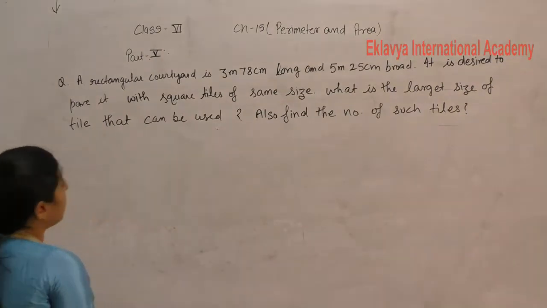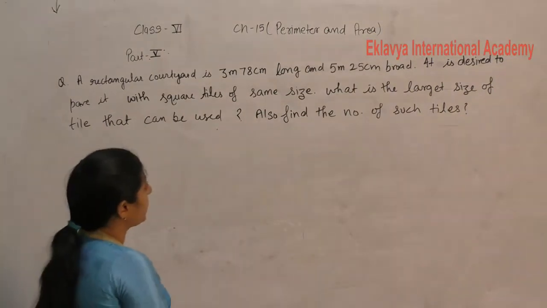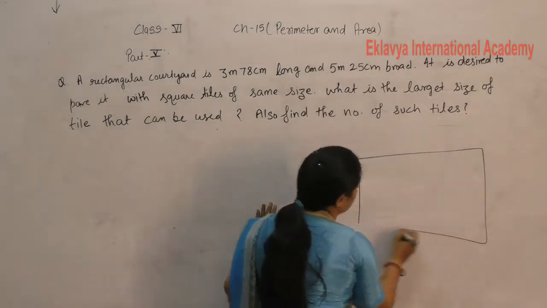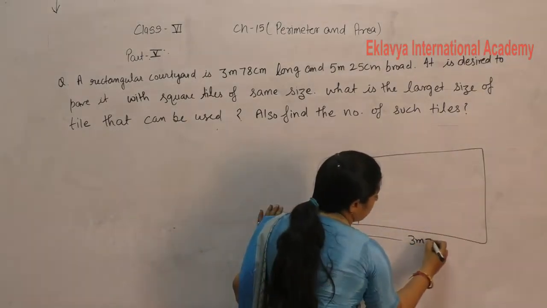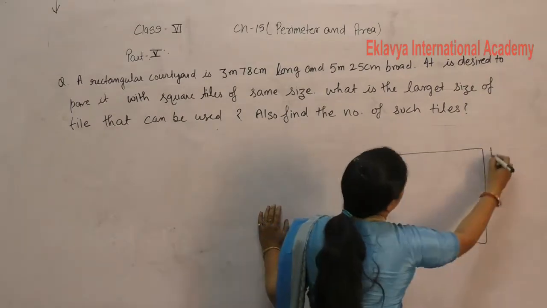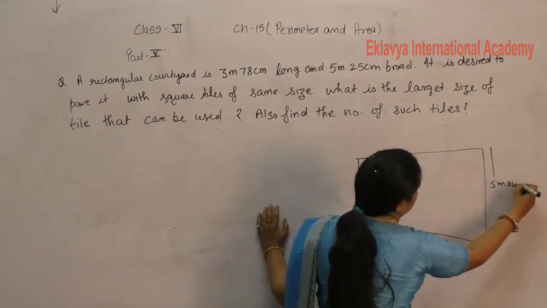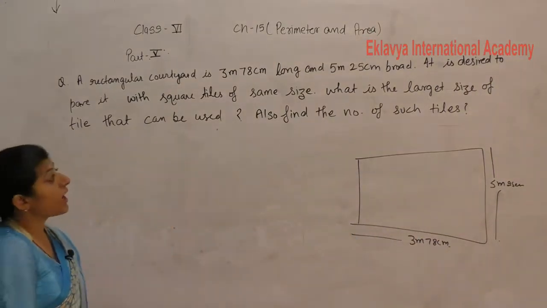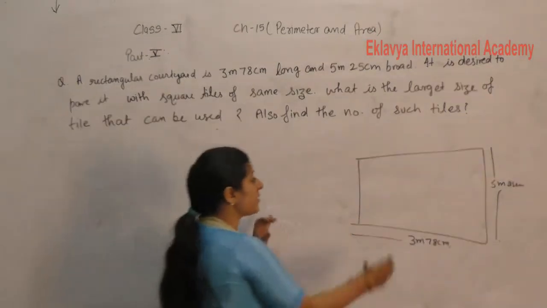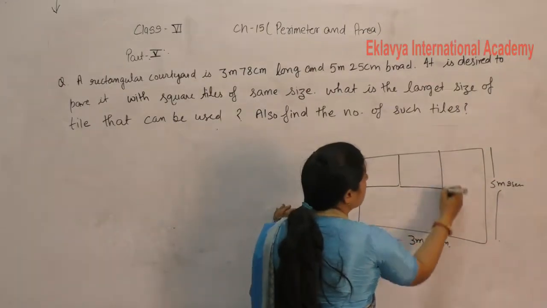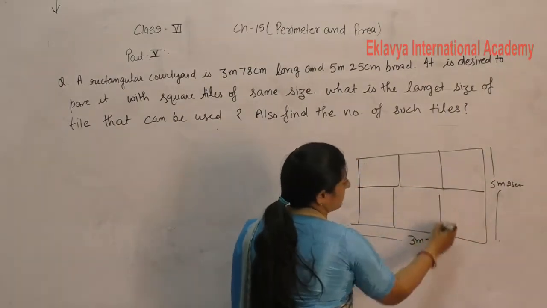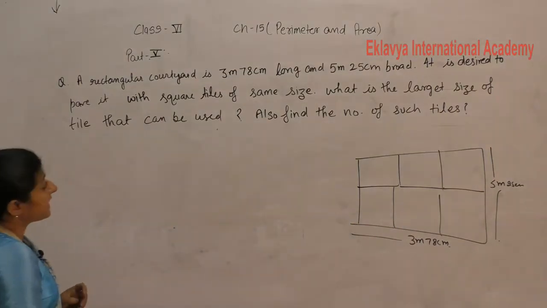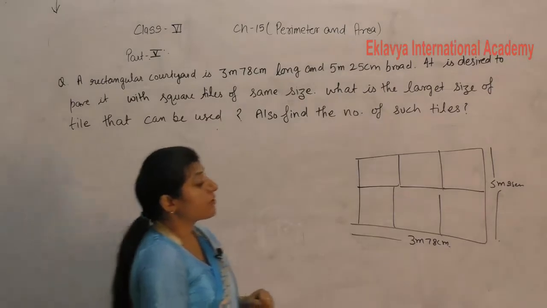See here, a rectangular courtyard: length 3 meter 78 centimeter, breadth 5 meter 25 centimeter. It is desired to pave it with square tiles of the same size, means we have to lay square tiles of the same size on it. What is the largest side of tile that can be used? Also find the number of such tiles.